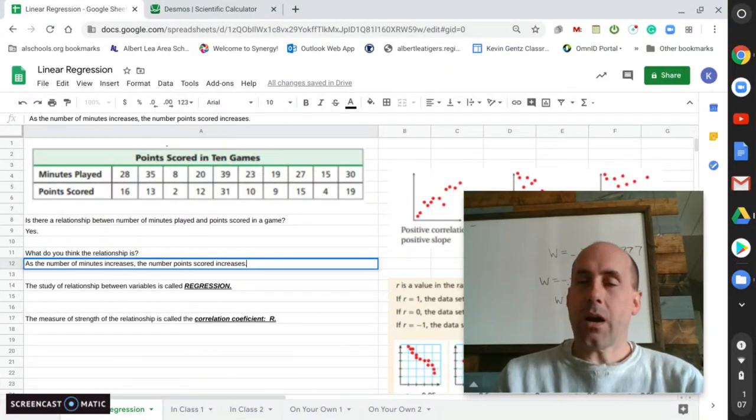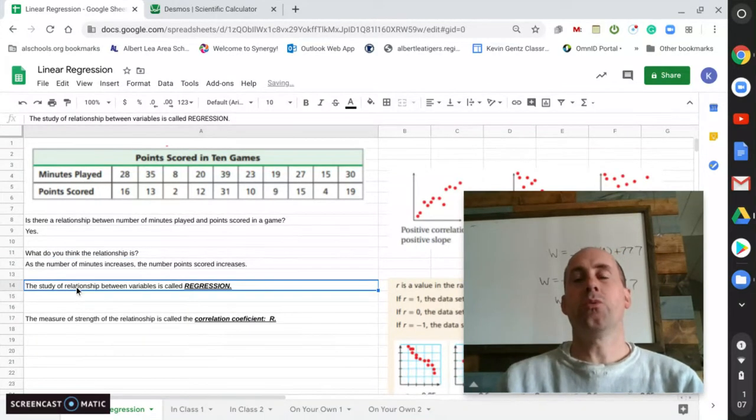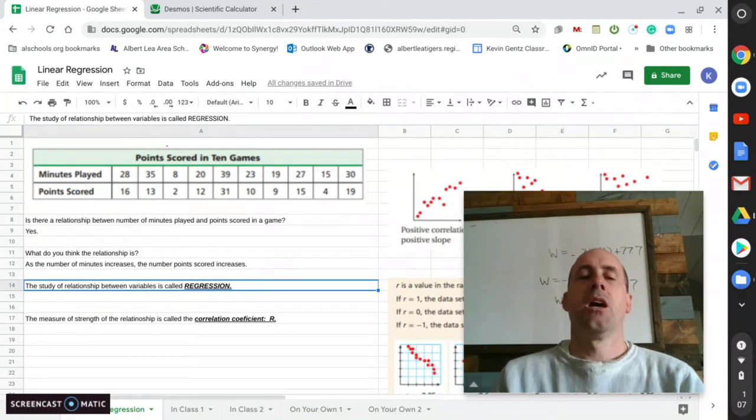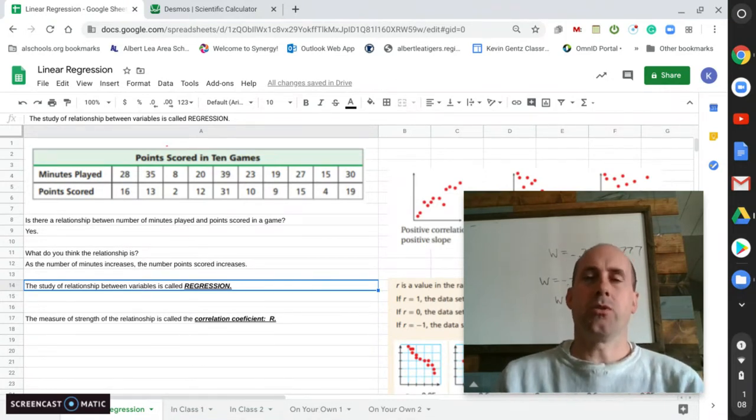Now, it doesn't mean that's always the case, and that's why we have a mathematical study behind it. It is called regression, the study of the relationship between two or more variables. In this case, we're only going to do two in this class. It measures for us the strength of the relationship between the two variables.